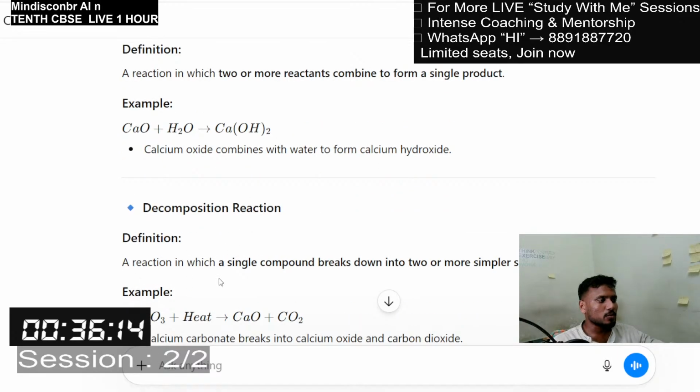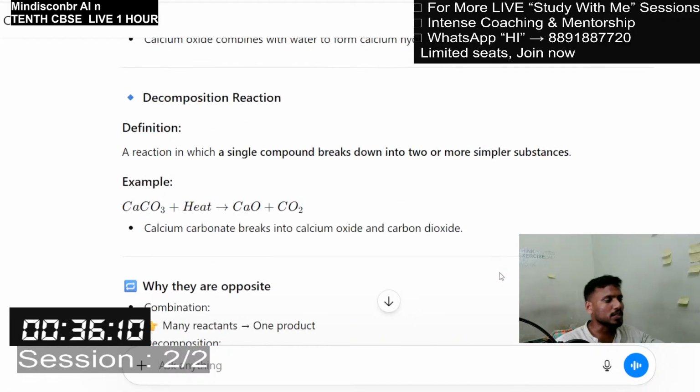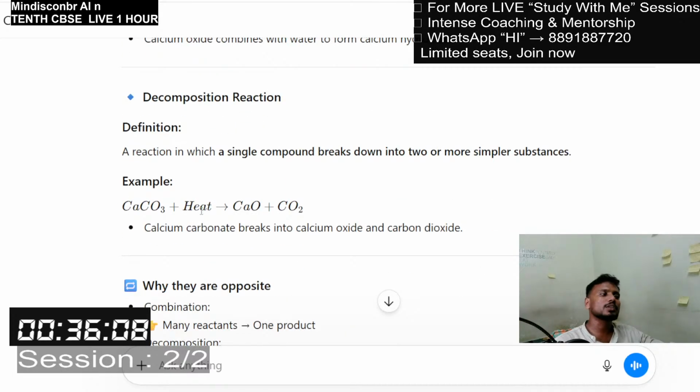And what is a decomposition reaction? A reaction in which a single compound breaks down into two or more simpler substances. Example, calcium carbonate in the presence of heat gives calcium oxide plus carbon dioxide. Calcium carbonate breaks into calcium oxide and carbon dioxide.